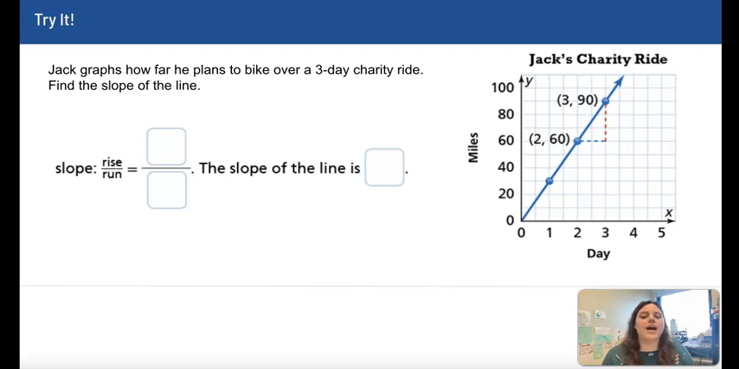In this case, the rise is 30. We're going from 60 to 90, which is up 30. And the run is 1. We're going from 2 to 3. So we have 30 over 1. So the slope of this line is 30.